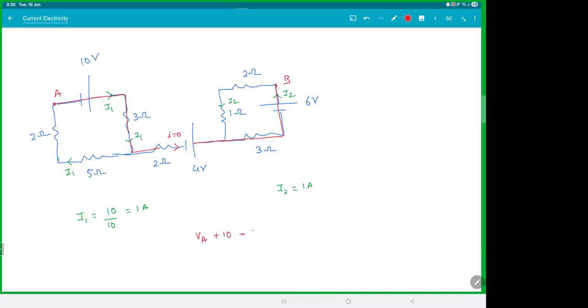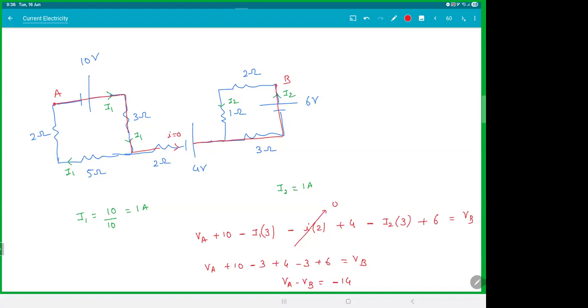Then I'm going through the 3 ohms, minus I1 into 3. Then I'm going through the 2 ohms, which is I into 2. I is 0. Then I'm going through the battery again, plus 4. Then through 3 ohms, I2 into 3. Then through the battery again, 6. Then I reached VB. This term would be 0. This would be VA plus 10. I1 is 1, so this would be 4 minus 3 plus 6 is VB. That would be 6, 4, 10, 10, 20, 20 minus 6, 14. So VA minus VB is equal to minus 14.